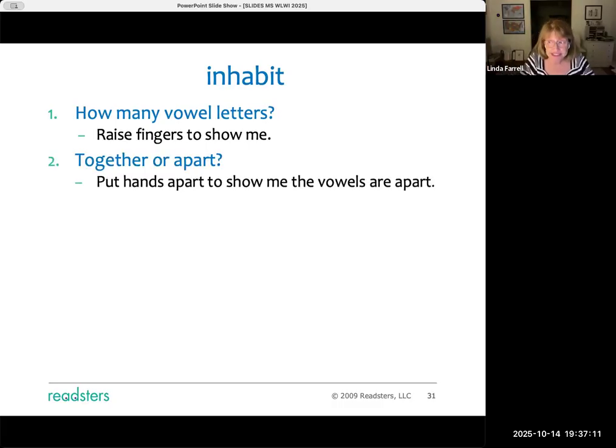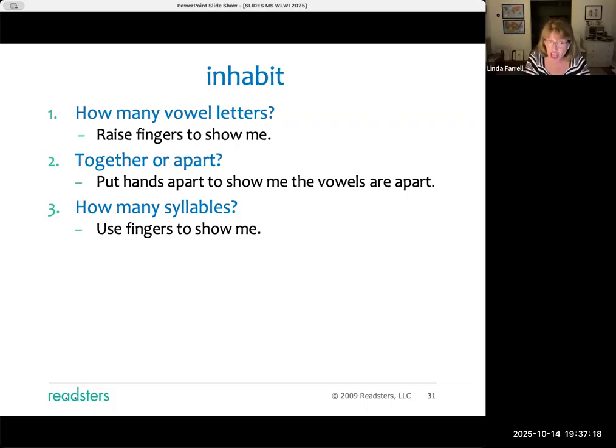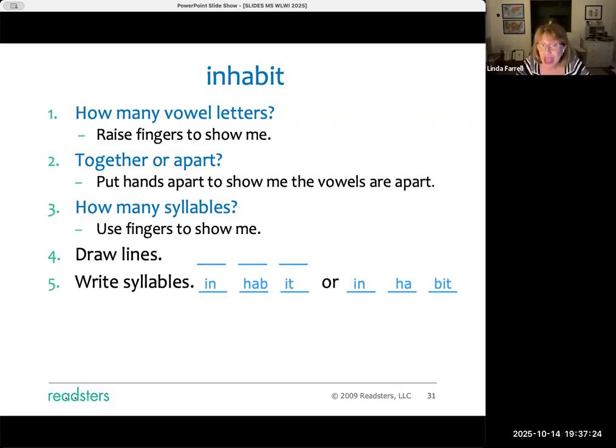How many syllables will be in this word? Show me with your fingers. 2 syllables. Then I'd say draw the lines. Then I would say, oh, yeah, write the syllables. They can write inhabit or they can write inhibit. I don't care because whatever they read, if they don't get the vowel sound right, I'm going to say flex it. Can you go to number 6?